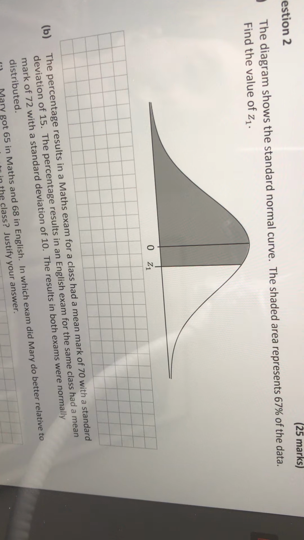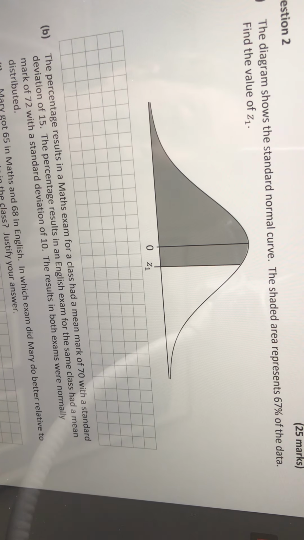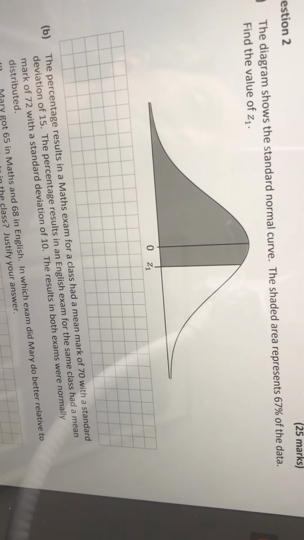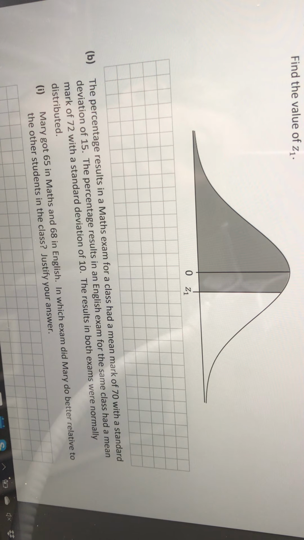B. The percentage results in a maths exam for a class had a mean mark of 70 and a standard deviation of 15. The percentage results in an English exam for the same class had a mean of 72 and a standard deviation of 10. The results in both exams were normally distributed. Mary got 65 in maths and 68 in English. In which exam did she do better relative to the other students?